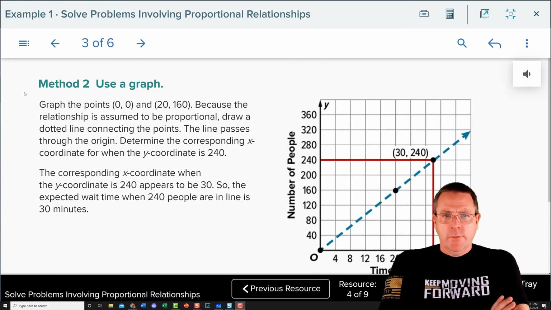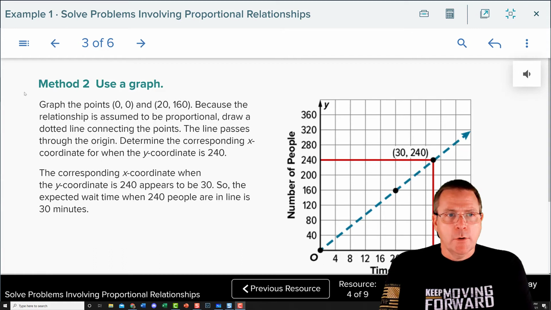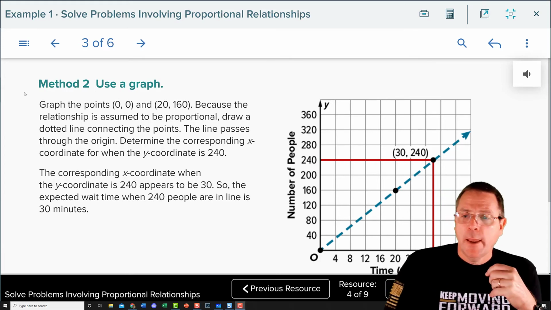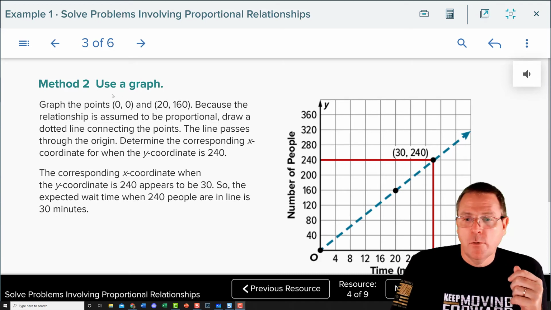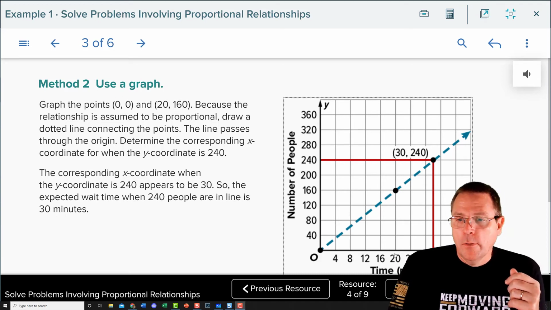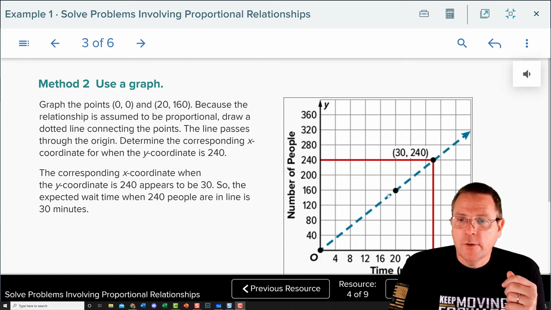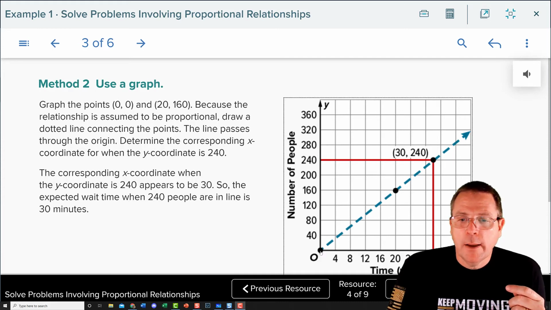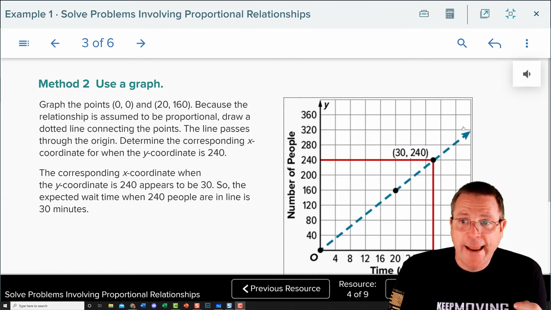Now we're going to use method 2, the graph. We're going to assume that you start at point 0, 0. It is a proportional relationship, so you know that since it's a proportional relationship, you're going to start at point 0, 0. And we're going to run our graph out to what we know. We know that 20 minutes time is equal to 160, and that's going to give us this point right here. From here, we can draw a line through the 2 points, from the origin to the 20 and 160 and beyond.